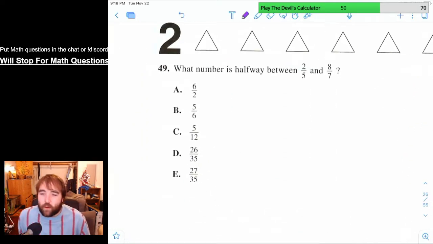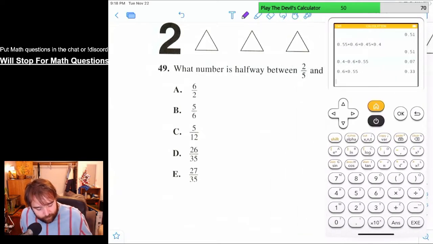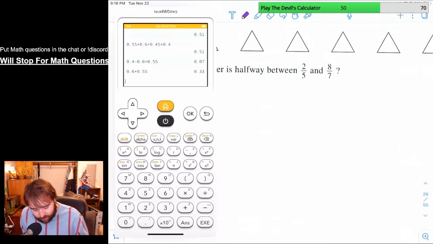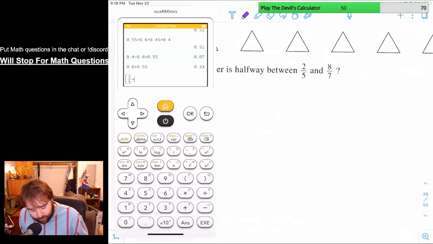All right, 49. What number is halfway between 2/5 and 8/7? Well, normally I don't use calculators, but this is just a straight calculator problem. Notice that it's really nice if you have NumWorks. I guess a lot of calculators do this nowadays, but they'll leave the answer in a fraction for you, especially if you put it in as fractions.